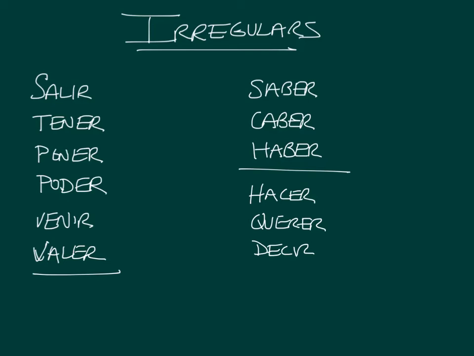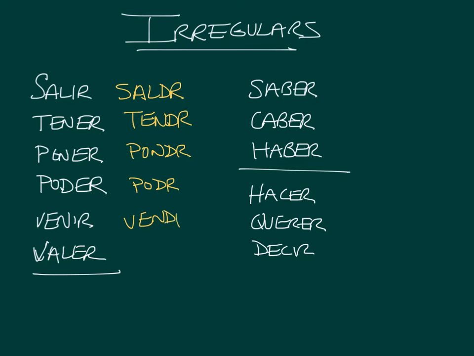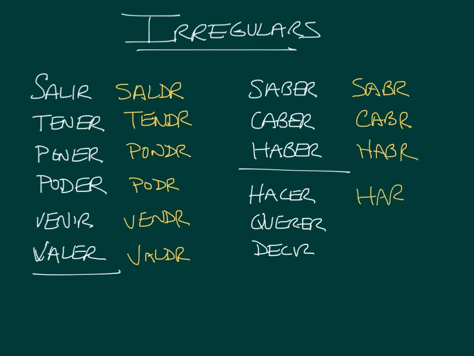So for salir, we had saldr-, tener, tendr-, poner, pondr-, poder, podr-, venir, vendr-, and valer, valdr-. Saber, sabr-, caber, cabr-, and haber, habr-. And the last three: hacer, har- like a pirate, querer, with two R's, querr-, and decir, dir-.